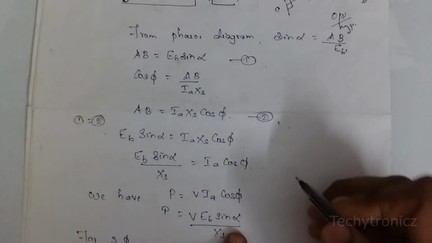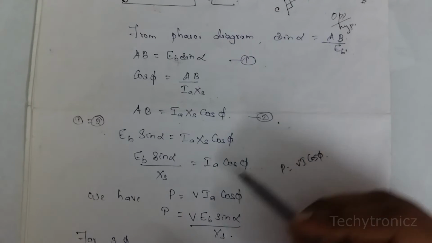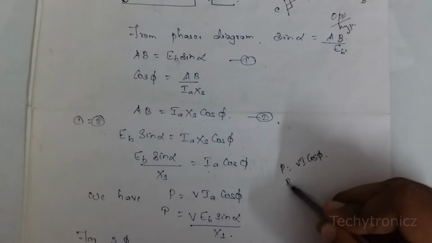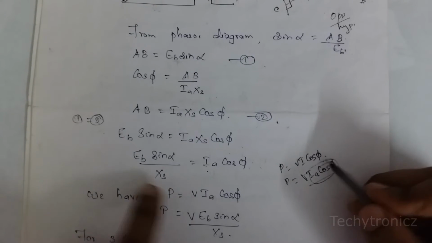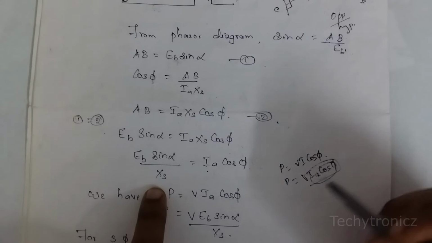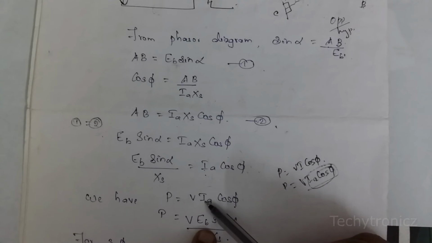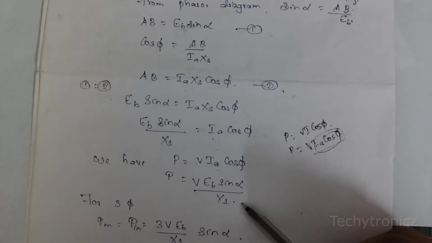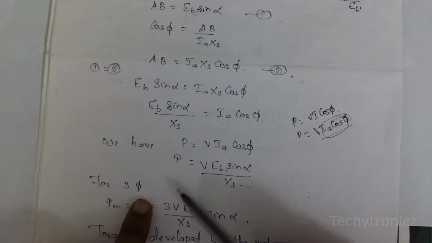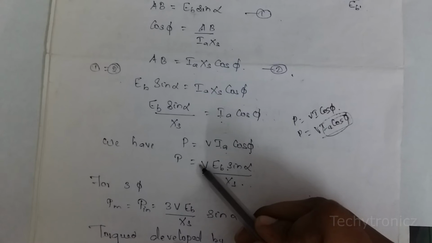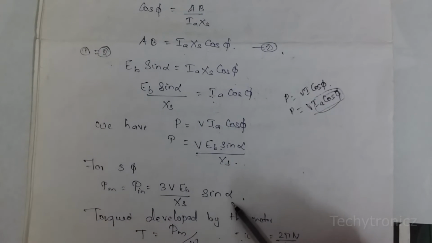We all know P is equal to V into I cos phi. So here we can consider P is equal to V into IA cos phi. What is the value of IA cos phi? EB sin alpha by XS. So instead of IA cos phi, we substitute EB sin alpha by XS. That is the power of the synchronous motor. For 3-phase power you have to multiply it by 3. Therefore PM is equal to 3 into V EB by XS sin alpha.